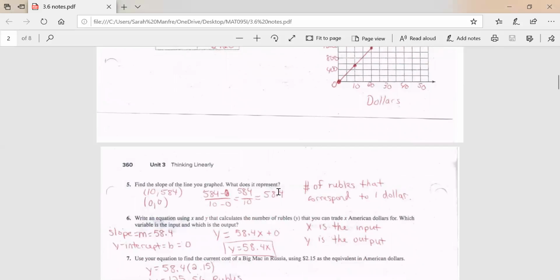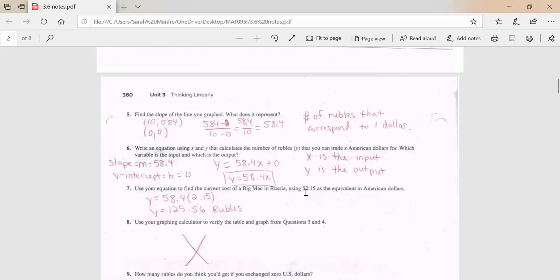All right, so now let's take this information and write an equation. So we know that the slope is 58.4, right? We just figured that out. And we know that the y-intercept is 0 because that's where the graph starts. So that means that the equation is going to be y is equal to 58.4x plus 0. We do not need to write plus 0, so it's just this. 58.4 rubles times the number of US dollars will give us how much we have in total. Okay, x is the input, y is the output.